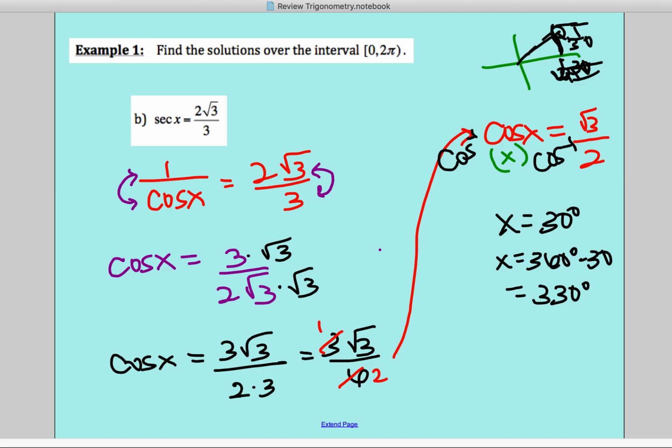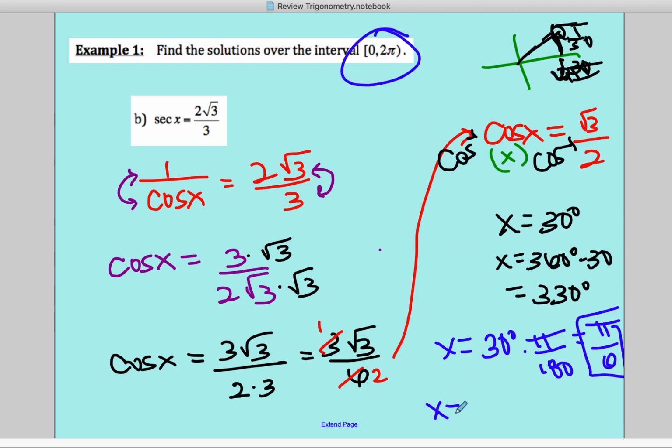And then we go ahead and convert those into radians. So x equals 30 degrees times pi over 180. And if you reduce that 30 over 180, you get pi over 6. You can check it on your calculator. There's one answer in radians because it tells me radians. And x equals, where's my other? 330 degrees times pi over 180. So if I take 330 over 180 and reduce it, we will get 11 pi over 6. So that is my other answer. So those are my two answers.